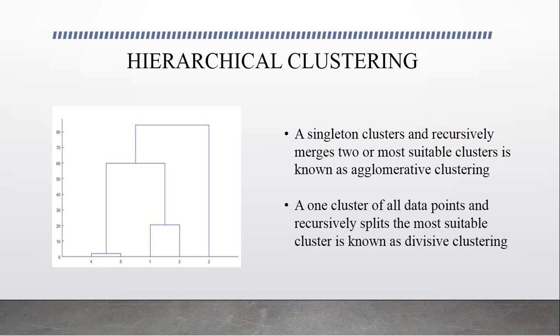Next, hierarchical clustering. Hierarchical clustering approaches are characterized into agglomerative and divisive. Starting with singleton clusters and recursively merging the two most suitable clusters is known as agglomerative clustering. Starting with one cluster of all data points and recursively splitting the most suitable clusters is known as divisive clustering.